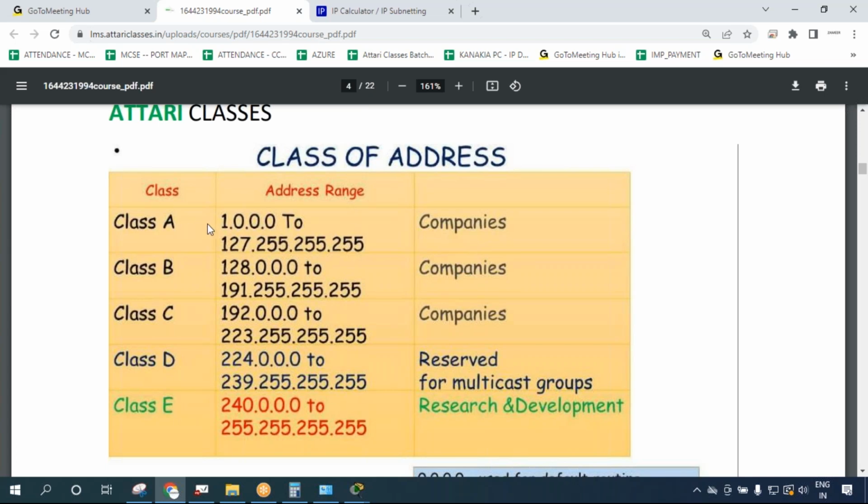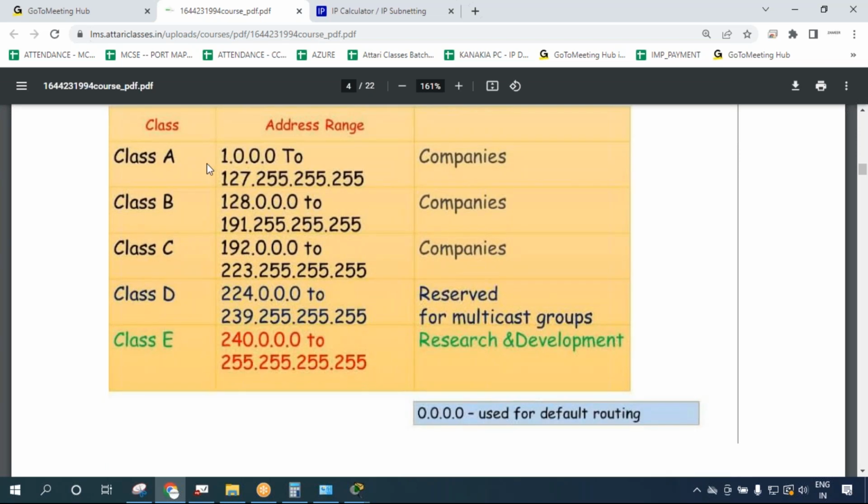And they said IP address starting from 1 to 127 is class A, 128 to 191 is class B, and 192 to 223 is class C. So this is the class by looking at the first octet. If the first octet is like 192.168, it is known as a class C IP. Why? Because it comes in class C. 172.16 comes in class B. IP address starting with 10 comes in class A. So just by looking at the first block, you will come to know which class it belongs to.